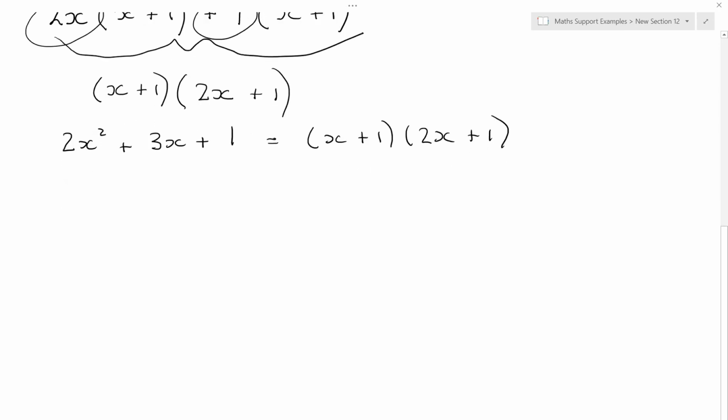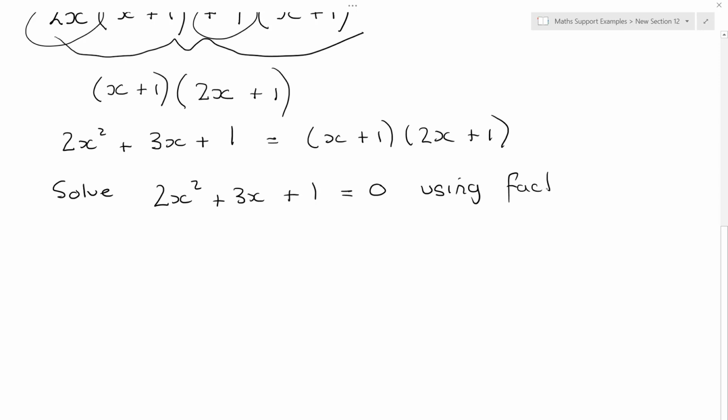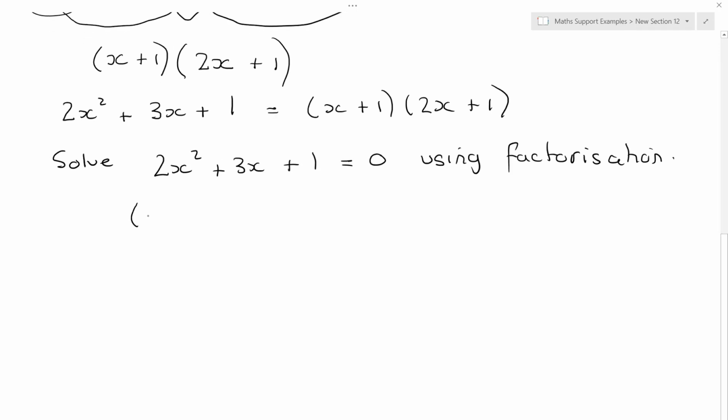Sometimes a question might ask you to solve a quadratic using factorisation. It may say solve 2x squared plus 3x plus 1 equal to 0 using factorisation. To do this, you would factorise your quadratic, which is what we've just done. So we can now say we have x plus 1 multiplied by 2x plus 1 equal to 0.